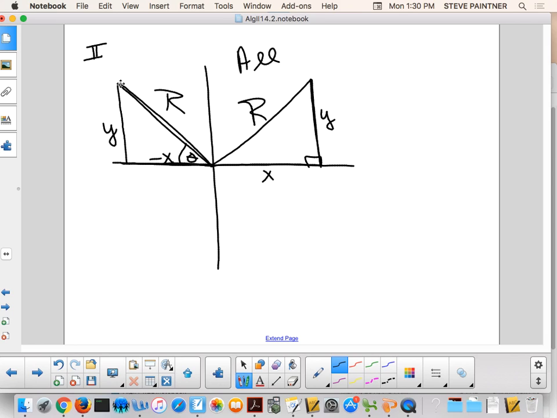That's negative. What about tangent? Y over negative x, that's negative. So what's the only trig function positive here? Sine is positive in the second quadrant. You have to know this.